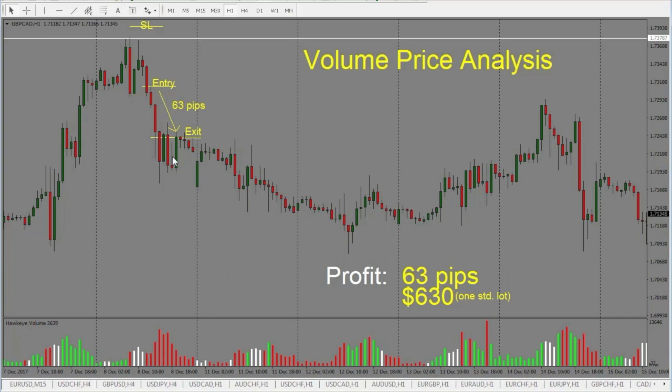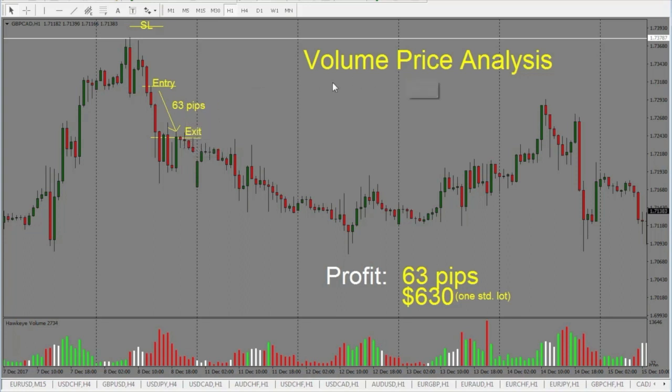So in this case, once we see this big engulfing candle close, a bullish engulfing candle close, which is a reversal pattern, we can exit our trade because we are almost towards the end of the day and we don't have any volume supporting or providing us evidence that price is likely to move lower. So we can exit the trade here. From entry to exit, we get 63 pips in our trade.